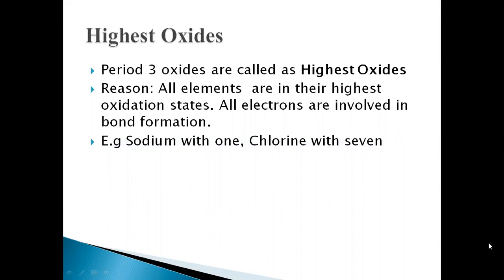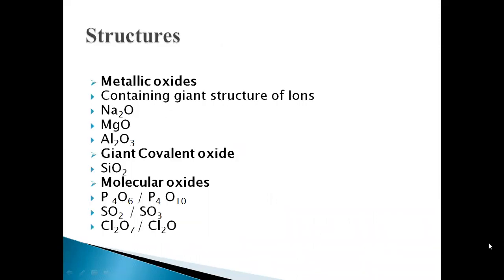It means that, for example, if sodium has 1 electron in its outermost shell, this 1 electron is involved in the bond formation. Similarly, chlorine has 7 electrons in its outermost shell. All of the 7 electrons are involved in the bond formation with any other element like oxygen, etc. So, these are known as the highest oxides.